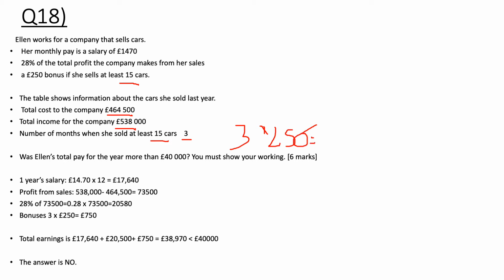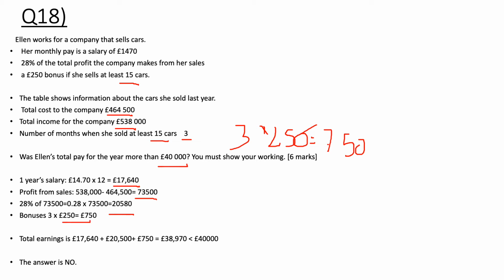750. Okay, so this is 1 year salary. Okay, so the question says, was Ellen's total pay for the year more than 40,000? You must show your workings. Okay, so these are all my workings, guys. So 1 year salary is this. Profit made from sales was this, take away this. So it's 73,500. 28% of that was 20,580, and the bonuses was 750.